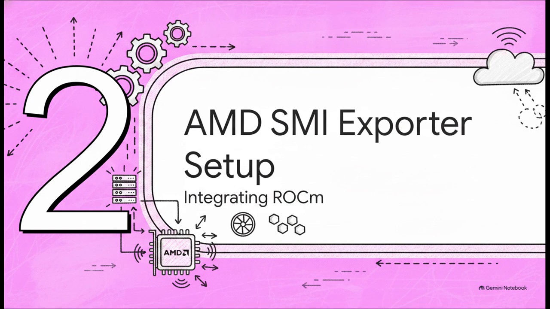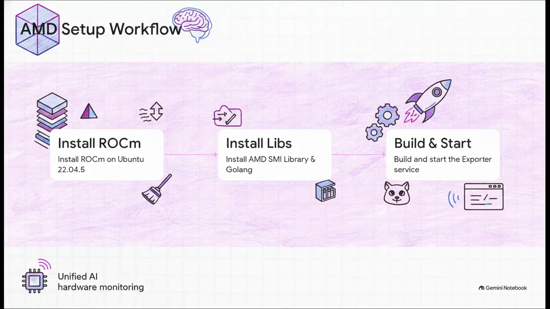Moving right along to Section 2, the AMD SMI exporter setup, where we'll look at integrating ROCm. Okay, so getting the AMD nodes set up on Ubuntu 22.04.5 actually follows a really logical sequence. We don't need to get bogged down in the dense terminal commands here. Just think of it as a simple three-step workflow.